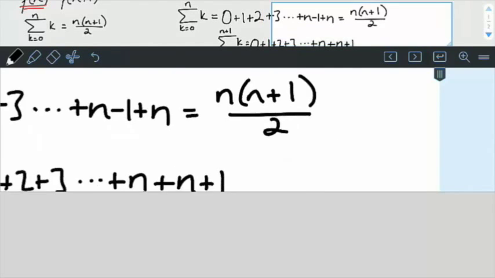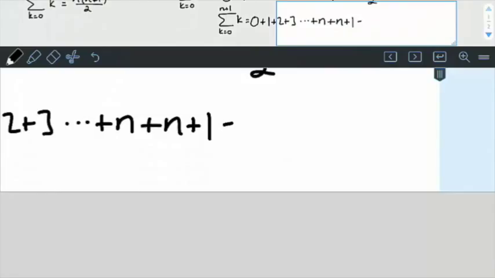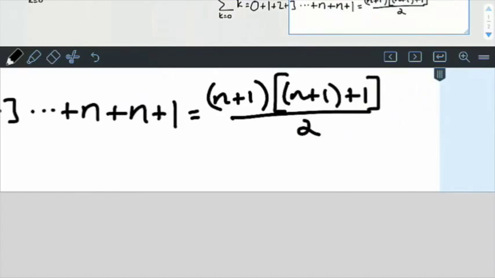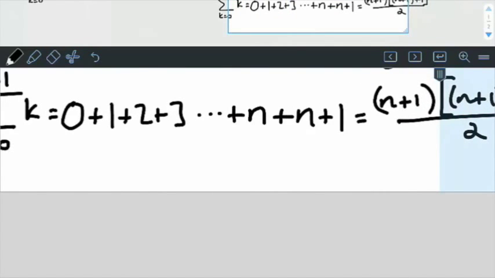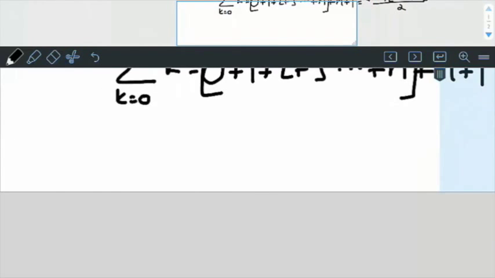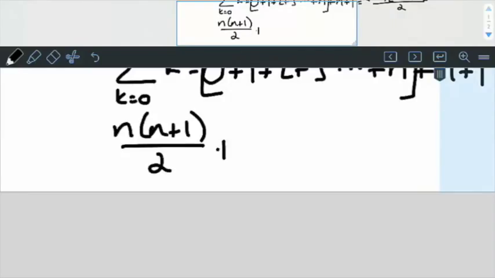So this has to equal n plus 1 times n plus 1 plus 1 over 2. This is what we expect the formula to equal. We've already assumed that from here to here, for all the sum of all numbers from 0 to n equals n times n plus 1 over 2. So let's put that in there, and then we're adding n plus 1.